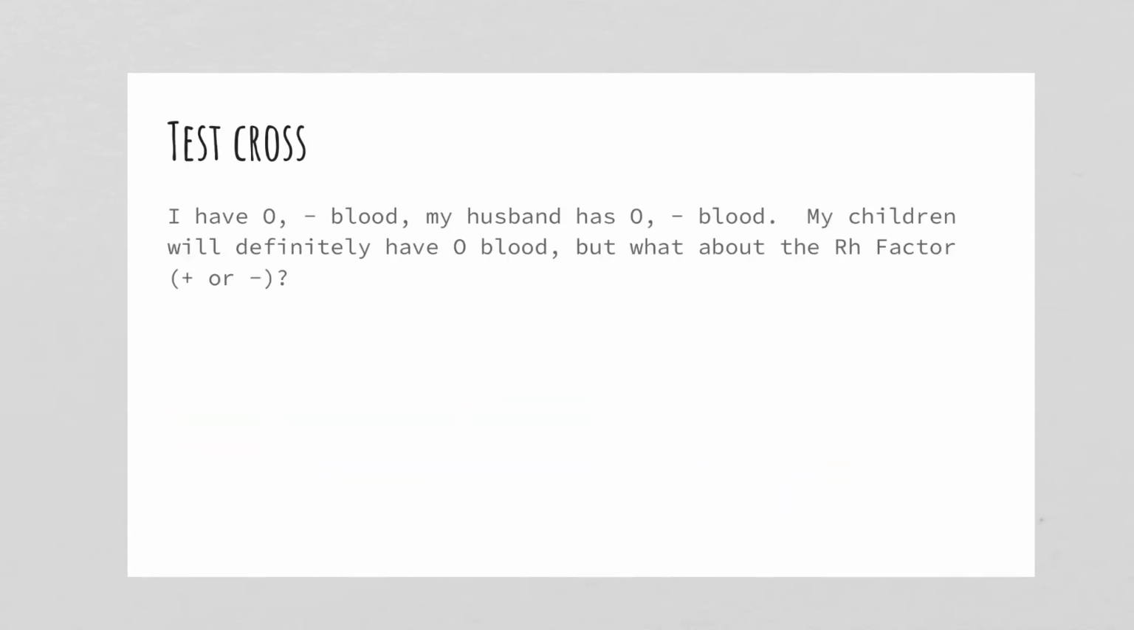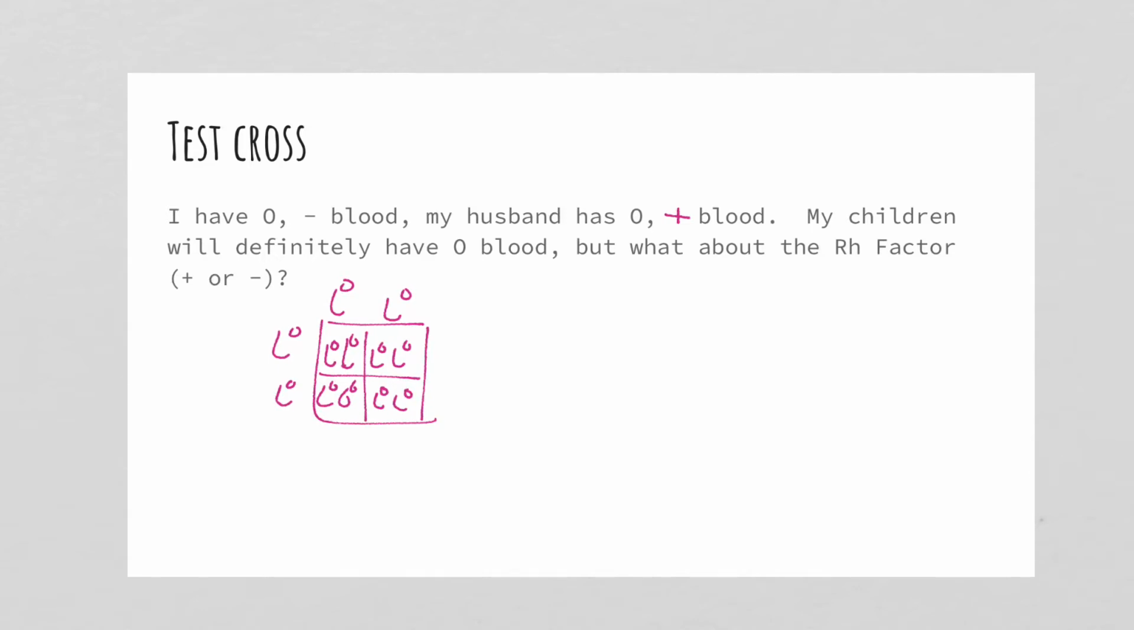Okay, so here's another little situation. This is something that has happened. I have O negative blood. My husband has O positive blood. I made a typo, let me fix that right now. My children will definitely have O blood. I know that because O is the recessive trait. So if I look at the Punnett square for that, I and O, it's going to give me only O blood for my children. I'm not going to have you find that out.